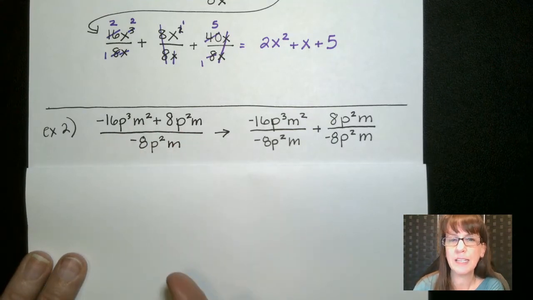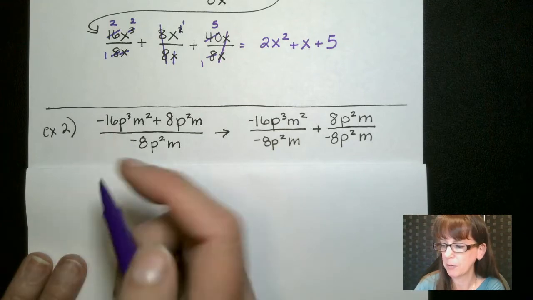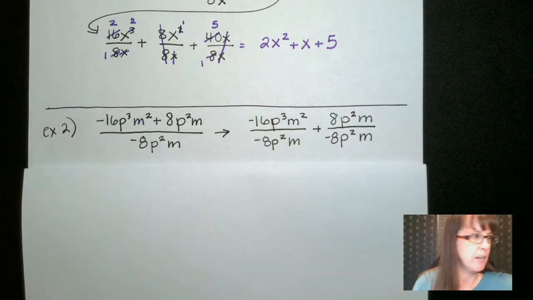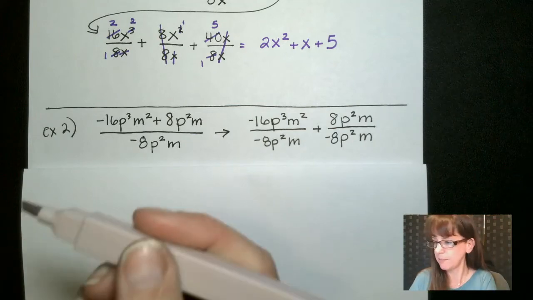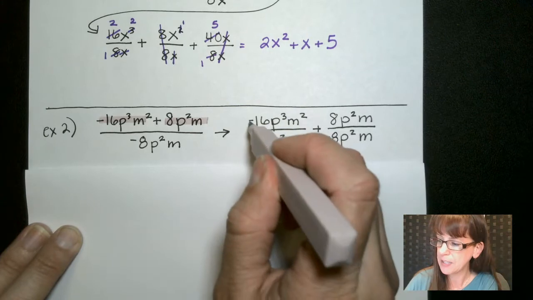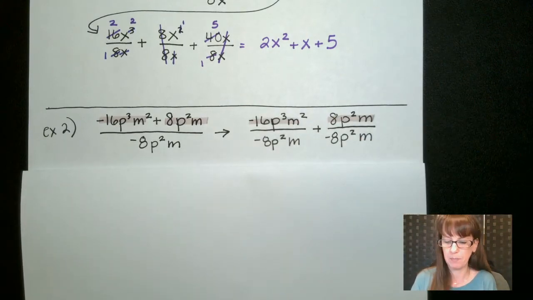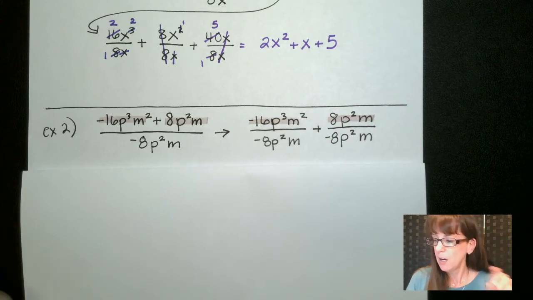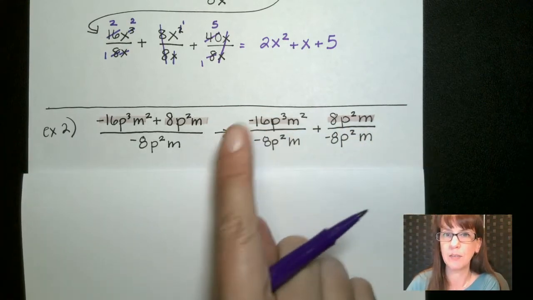Go ahead and copy that down, and then what we're going to do is split it up so that it goes, remember, we have a chunk. It might help if I highlight this. So this is just an excuse for me to use my highlighters. We've got one chunk here, one chunk here. So you see that's what I've done here, I just split those up, both of them over -8p squared m. Okay, so once I've split it up like this, now I'm ready to reduce everything.